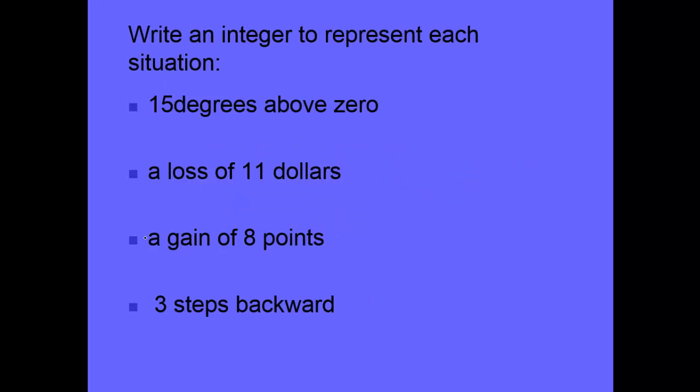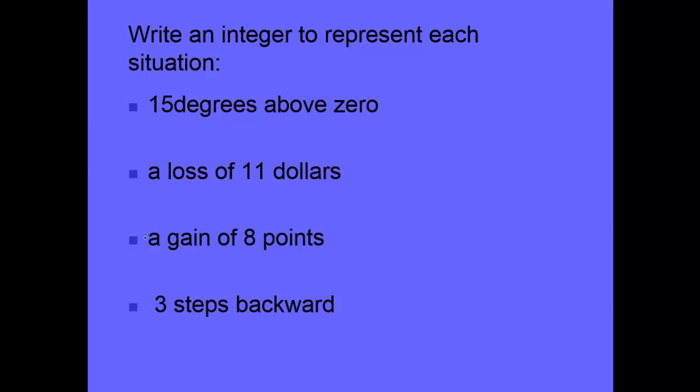I'd like you to finish off tonight by writing an integer to represent each situation. 15 degrees above 0, a loss of $11, a gain of 8 points in a game, 3 steps backwards. What I'd like you to do is take a moment, pause the video, try it out, and then come on back.